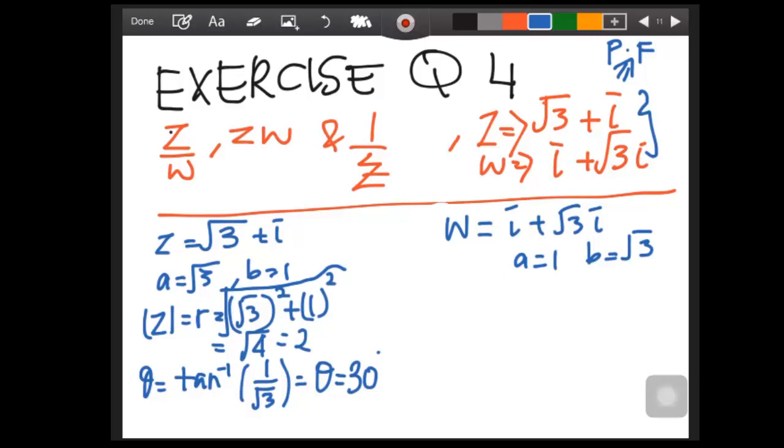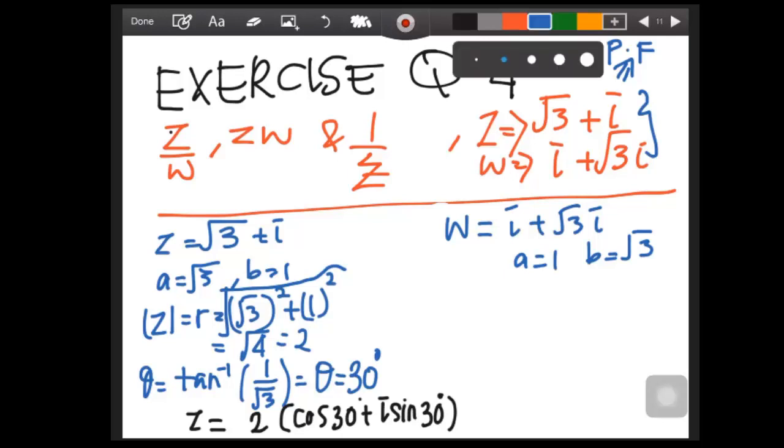Okay, so this one, so kita dah dapat Z dia dalam bentuk ni. So kita dapat Z adalah 2, and then cos 30 tambah dengan i sin 30. Okay, so yang itu untuk Z. Okay, how about W? So W kita punya untuk r dia, Z modulus, so adalah sama dengan 1 kuasa 2, sama rasanya yang ni.